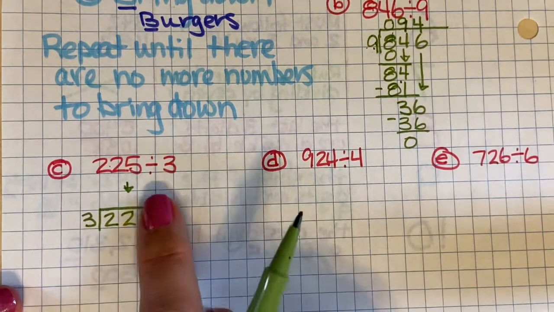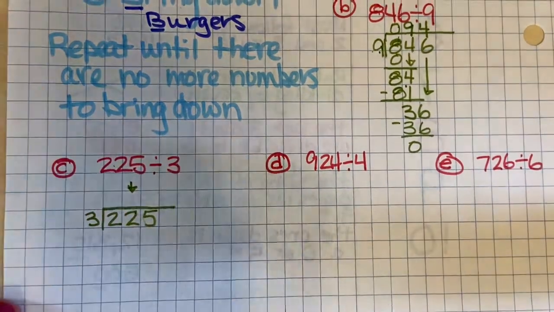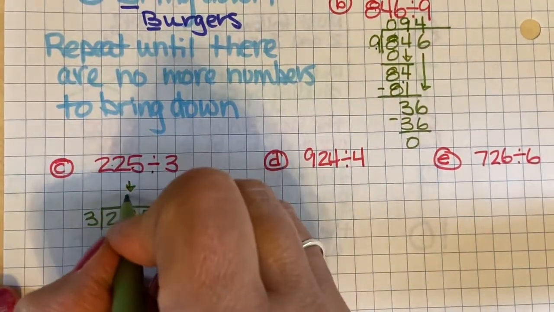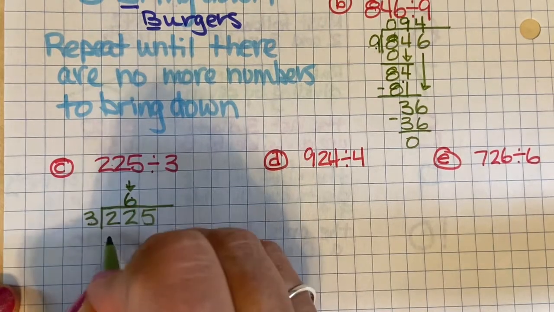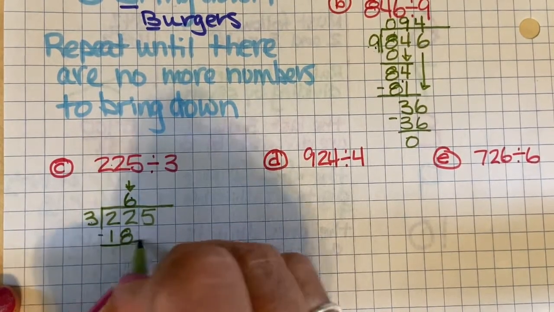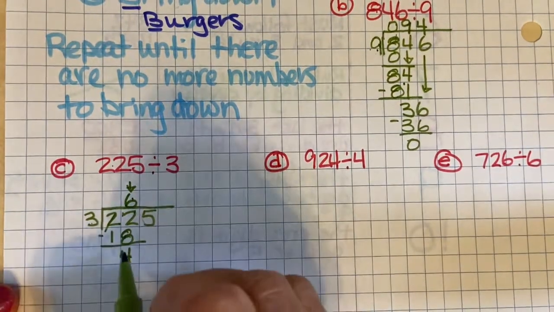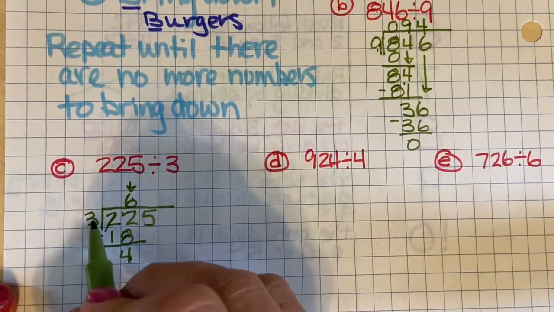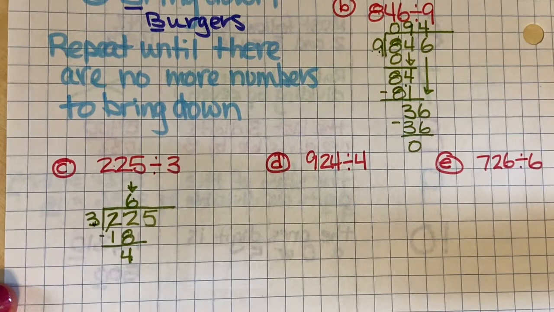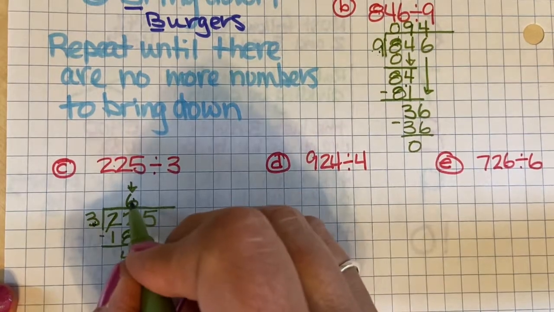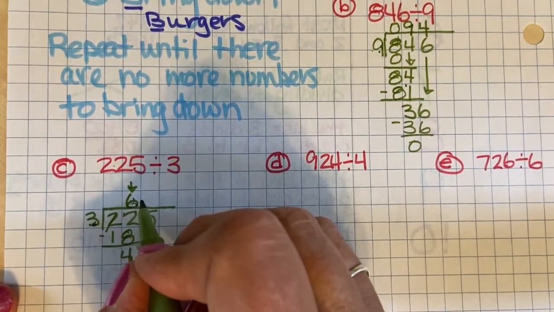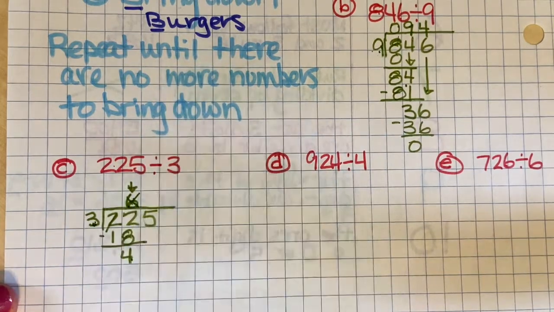So 24 wouldn't work. But let's say that I thought 6 for some reason. Let's say I did 6 and I said 6 times 3 is 18. And I subtracted and I got 4. This is where your check step is really important because this 4 is greater than this 3. That can't happen. That means that this number wasn't big enough. So that wasn't a 6.